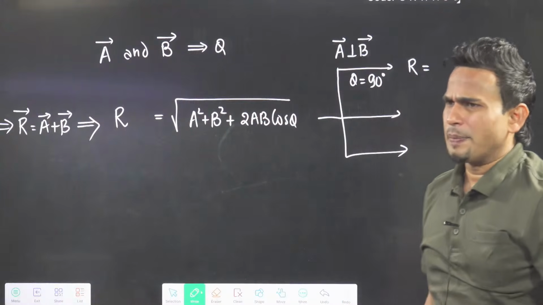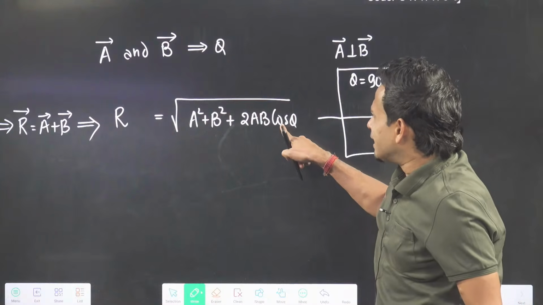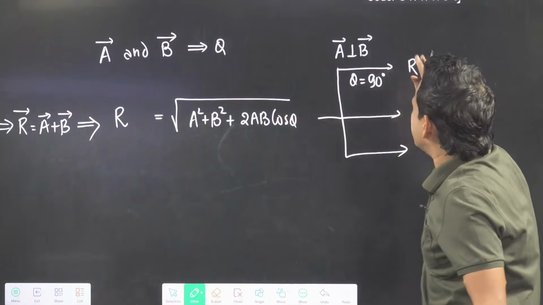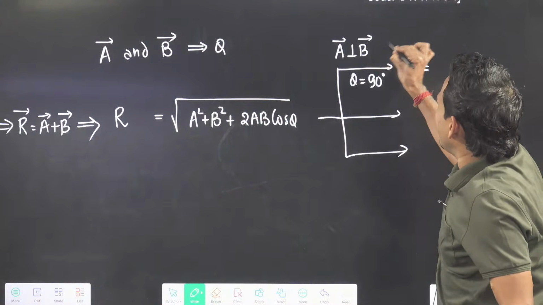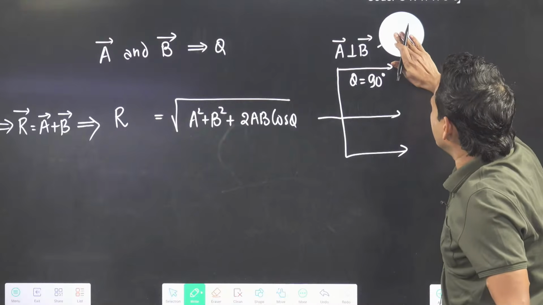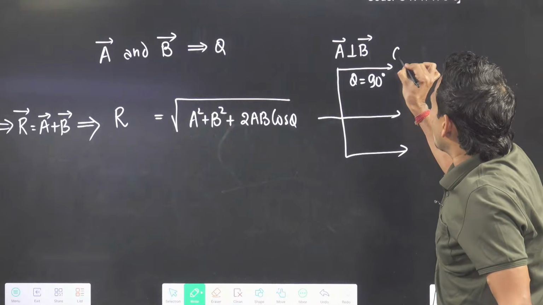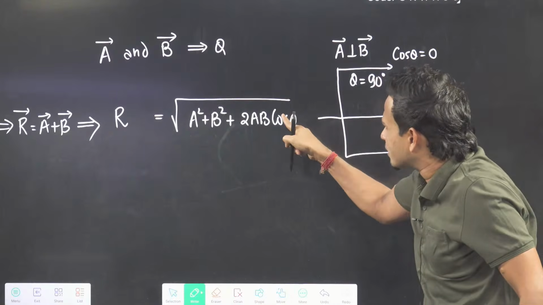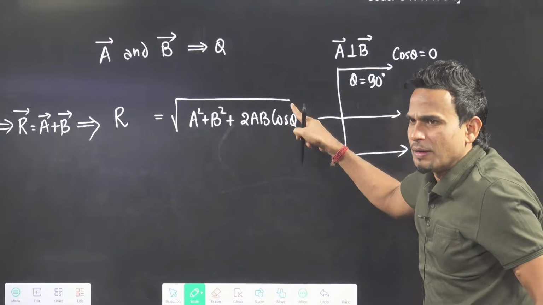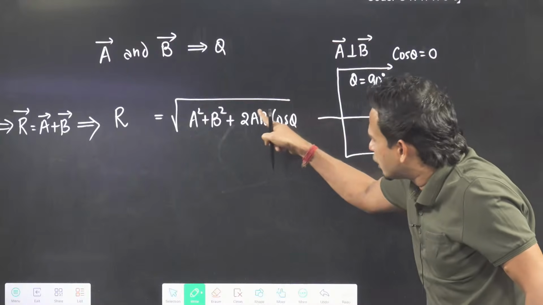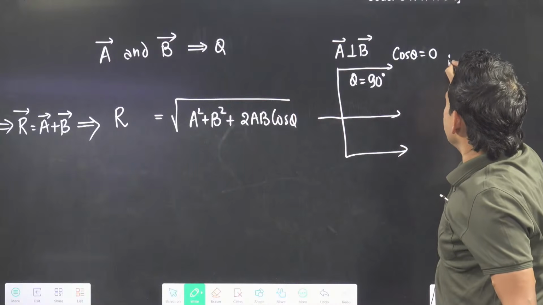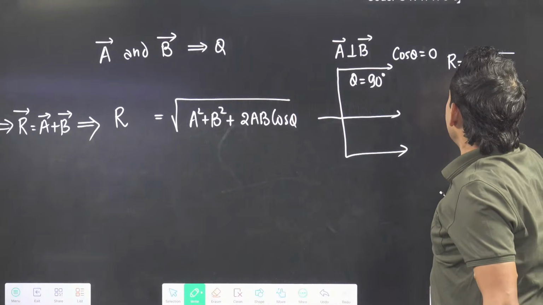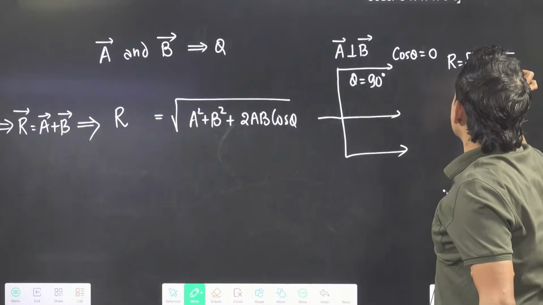Why are you saying A plus B? Theta 90 means cos 90. Theta 90 means cos theta will be 0. Cos 90 is 0. This will become 0. Your resultant will come under root of a square plus b square.